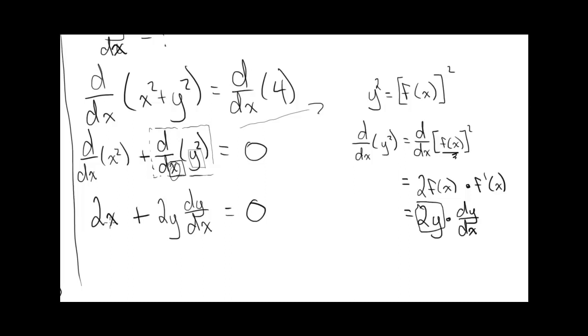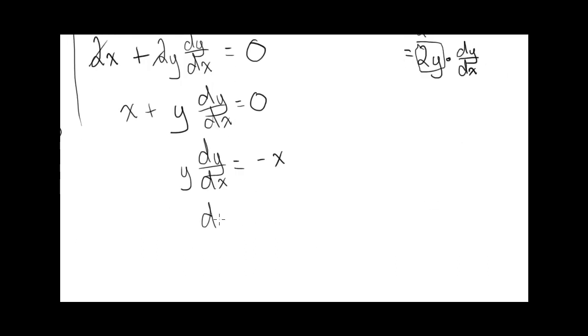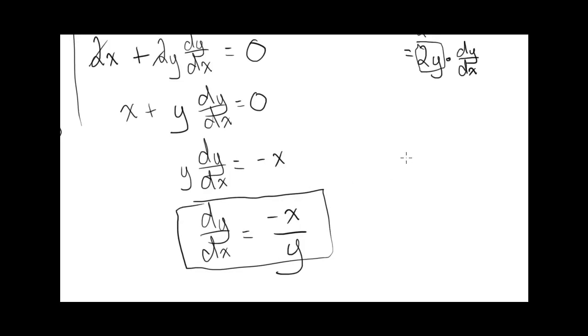And then I'll divide everything by 2, and then isolate. Okay, x plus y dy dx equals 0. And then I'll isolate for dy dx, because that's what I was after. So dy dx equals negative x over y. So the derivative, or dy by dx, of this relation is equal to this.